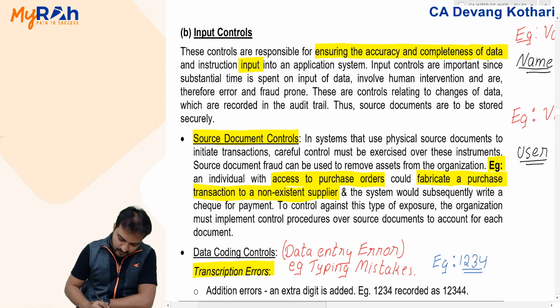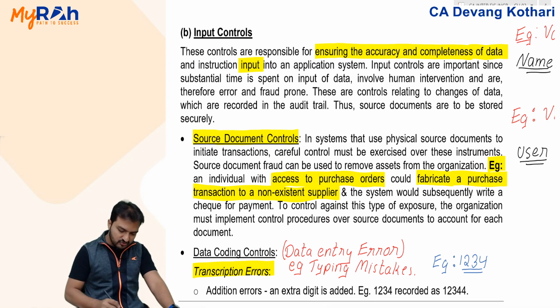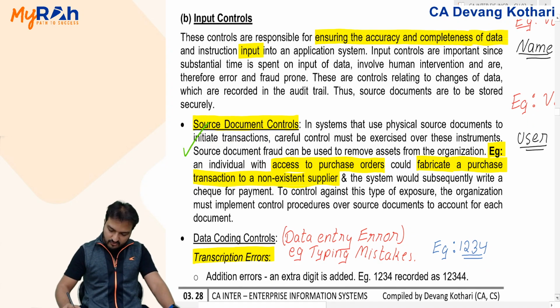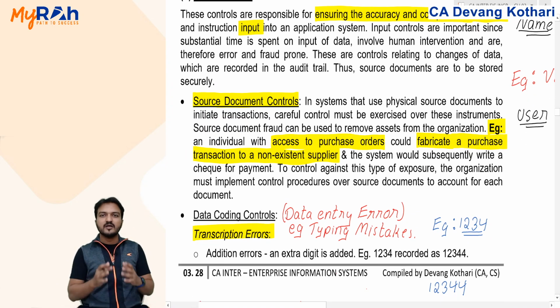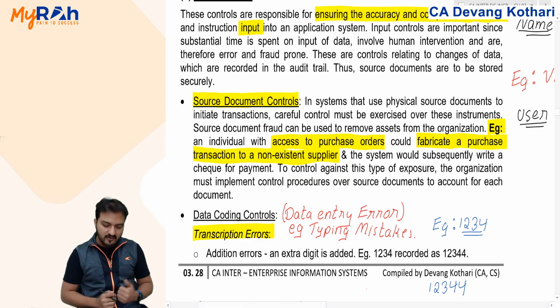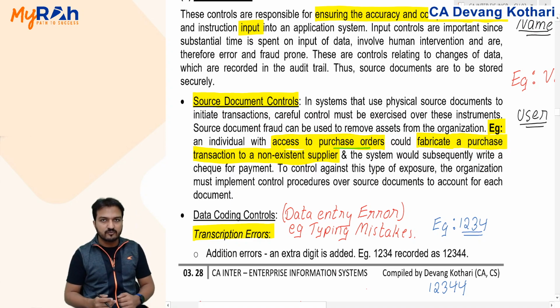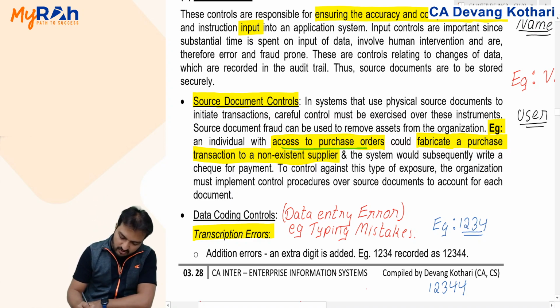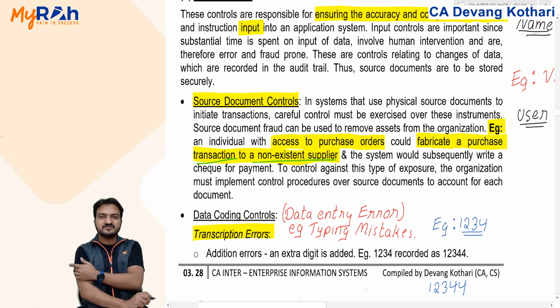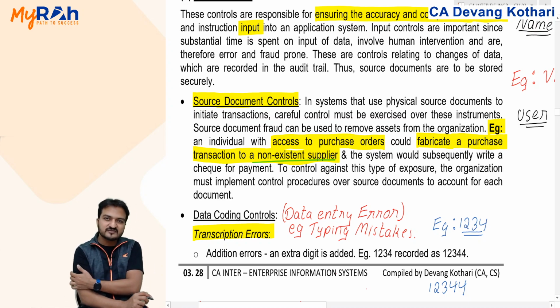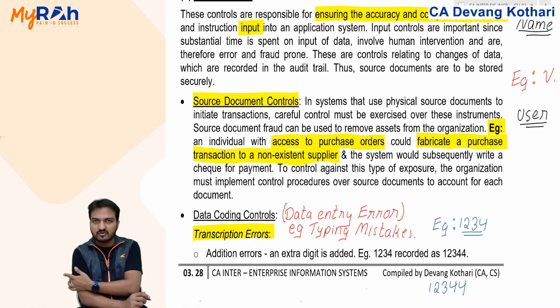So under input controls, you have certain categories like source document controls, which is to control the source document. Now source document is a document from which you get the input data. Input data like say purchase orders or invoices become your source documents. So access to those source documents should be restricted, because if somebody gets access to your purchase order, he might create a fake purchase transaction to a non-existent supplier. Non-existent supplier means maybe a fake supplier. He'll create a fake supplier and create a purchase order and siphon money out of the company.